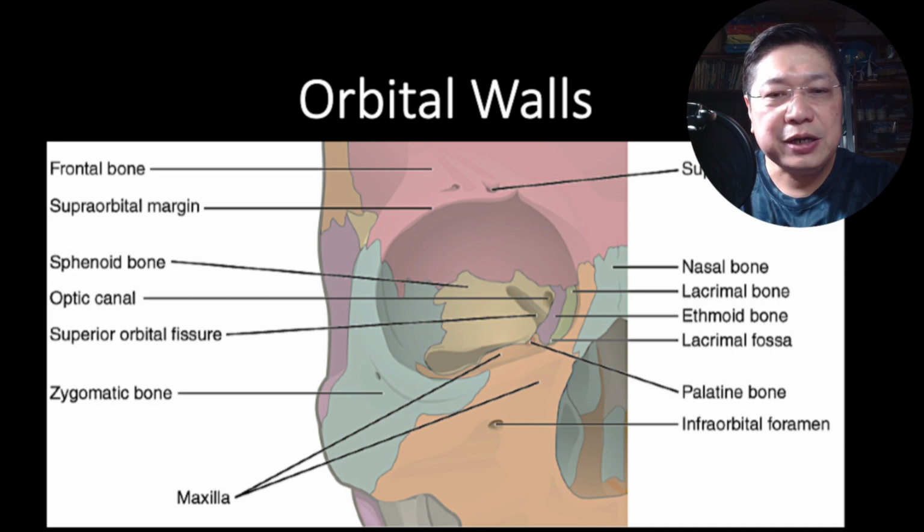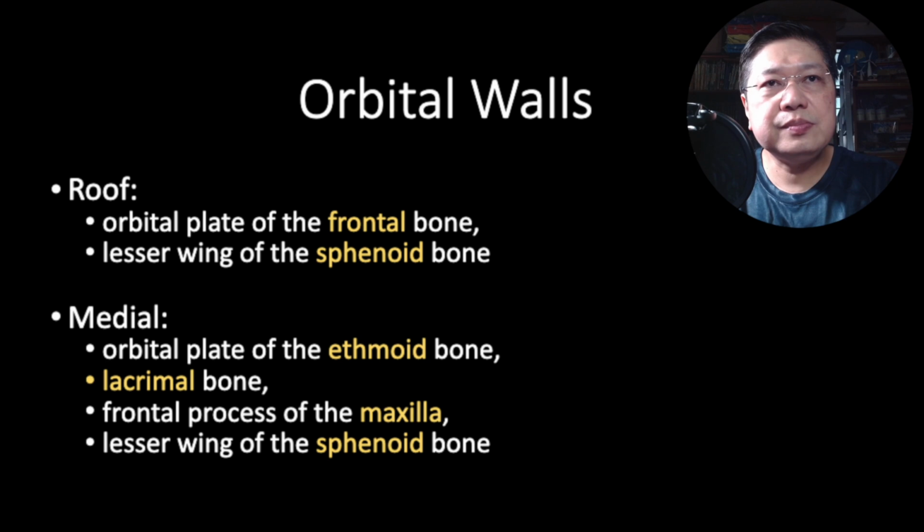In particular, the area at the floor of the orbit is the weakest, the thinnest part. So if you have a trauma, somebody punched you, or you had a very strong trauma on the eye, usually that part, the floor, is the one that breaks. So the roof of the orbit is created by the orbital plate of the frontal bone.